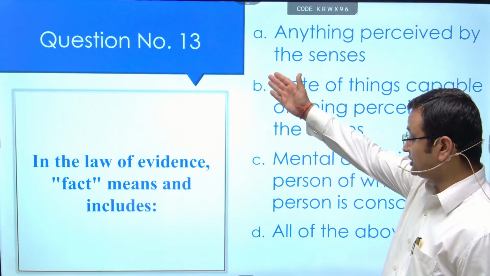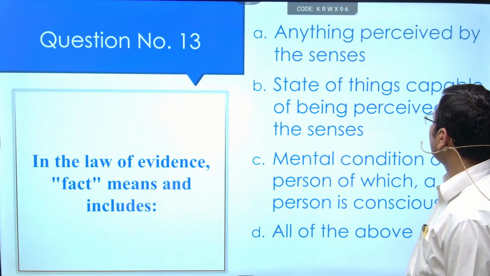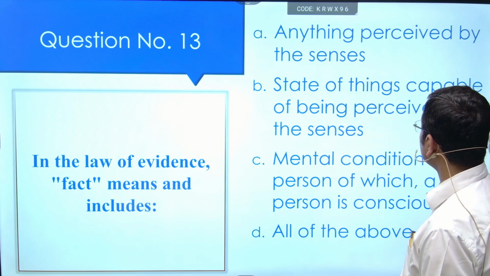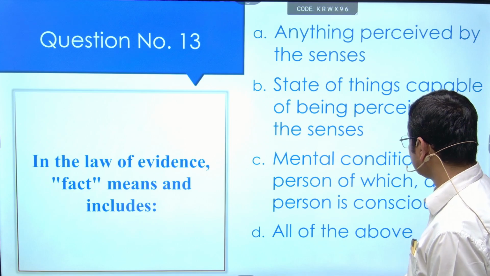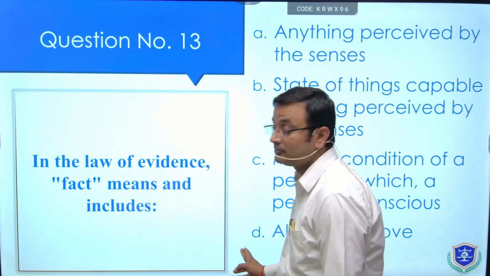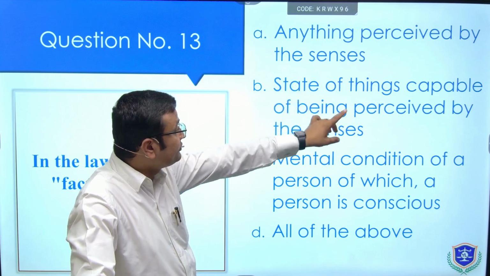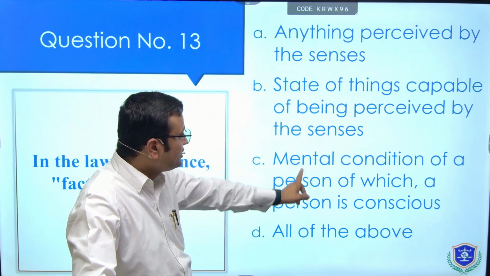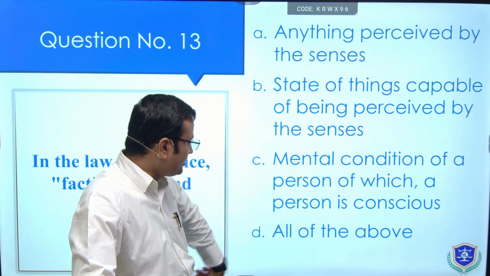Now see, question number 13. In the law of evidence, fact means and includes: anything perceived by the senses, a state of thing capable of being perceived by senses, mental condition of a person of which a person is conscious, or all of the above. These are the 4 options.